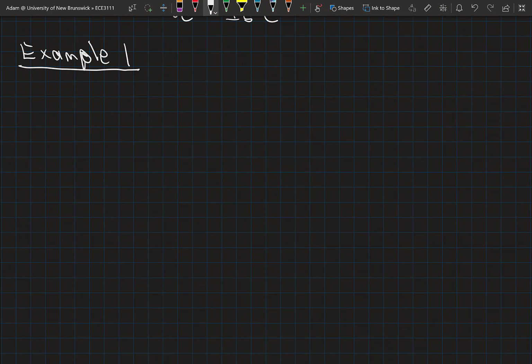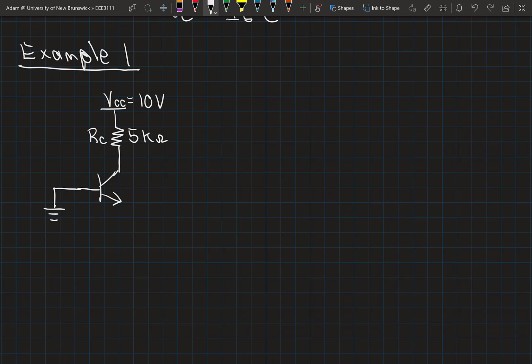Okay, and in this example we'll have our NPN transistor. We're going to connect the base directly to ground. I'm going to take the collector and connect it up to a 10 volt power supply. I'm going to call this VCC, so this is plus 10 volts. And we're going to connect it through a resistor. We're going to call this the collector resistor because it's connected to the collector. And this resistor is 5 kiloohms. And we're going to put in a resistor on the emitter. We'll call this RE. And that resistor will be 10 kiloohms. And it's going to go to a minus 10 volt source.